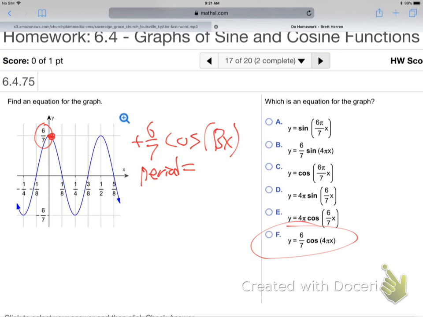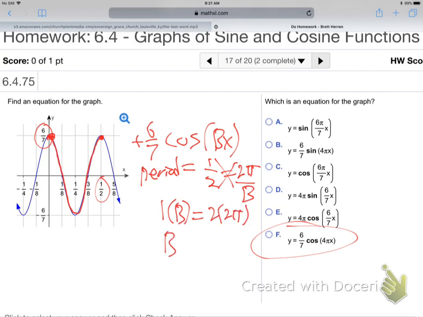Remember, what's one cycle of cosine? Goes down and back up. Isn't that one cycle? One cycle of cosine's a U shape. So that means a half. So the period's a half. So then, you know the formula: period is 2 pi over b. And then go diagonal, diagonal. So 1 times b is 2 times 2 pi. So b is 4 pi. Sure enough, that's why they have the 4 pi x, because b is 4 pi.